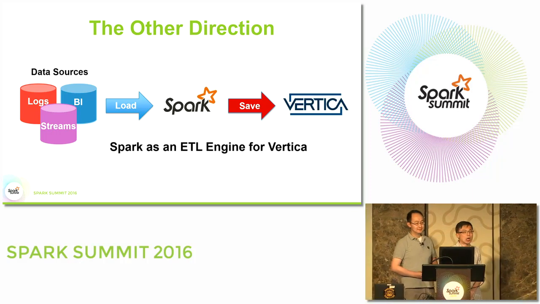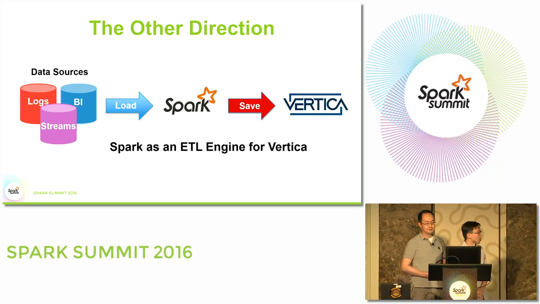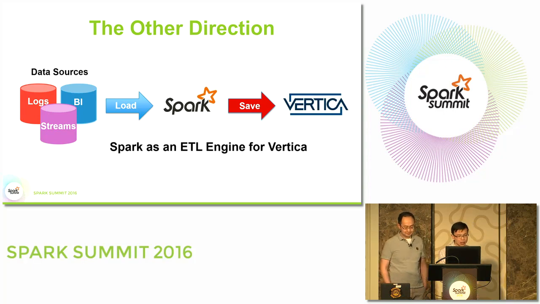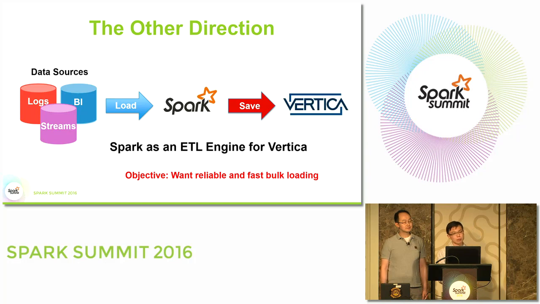So far we've talked about Vertica to Spark data, which is data that flows in one direction, where Vertica is your data source. And we realized that there is also a use case for the other direction, where Vertica is an endpoint rather than a data source. And when that is the particular context, Spark is usually used as something like an ETL engine. And so we've investigated a couple of approaches for this direction as well. And the primary objective of both of those approaches is that we want reliable and fast bulk loading of data.